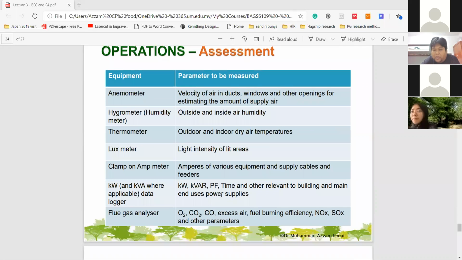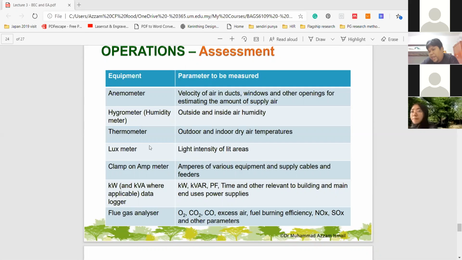And then there are a number of equipments that you might need to use in order to do some energy audits. You use anemometers to find out the air velocity. I don't think you need this so much, okay. Hygrometer, inside, outside air humidity. Usually these 3 and 4, they're all in one kind of equipment.